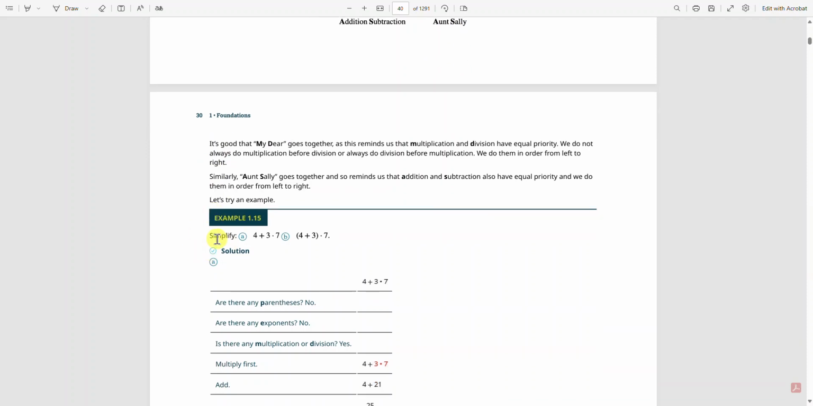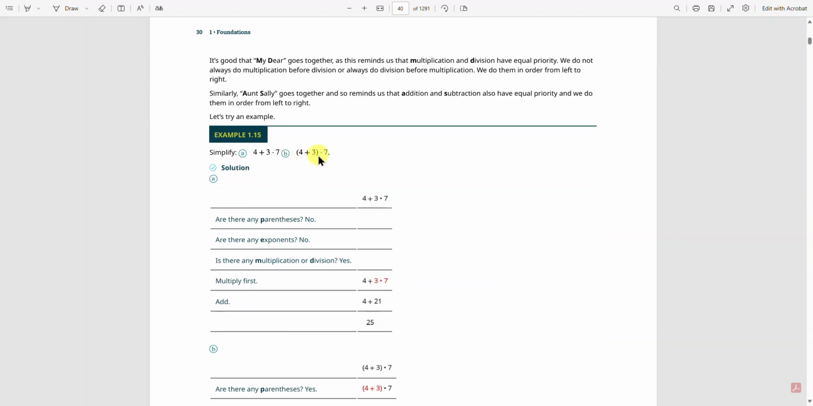All right, so we're given a couple problems here to look at, and we're asked to simplify these expressions. So let's take a look. We have 4 plus 3 times 7, which we already saw above. And looking at this, we see that there's no parentheses, there's no brackets or braces, there's no exponents, so we don't have anything to do there. The next thing in the order of operations is multiplication and division. And as we look, we find one multiplication here, 3 times 7. So we're going to do that first.